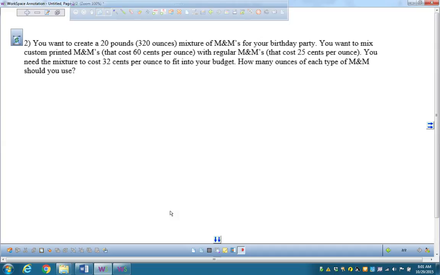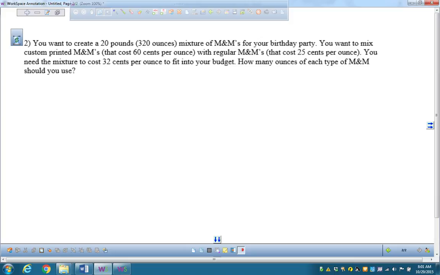You want to create 20 pounds of a mixture of M&Ms for your birthday party. You want to mix custom printed M&Ms that cost 60 cents per ounce with regular M&Ms that cost 25 cents per ounce. You need the mixture to cost 32 cents per ounce to fit into your budget. How many ounces of each type of M&Ms do you need?